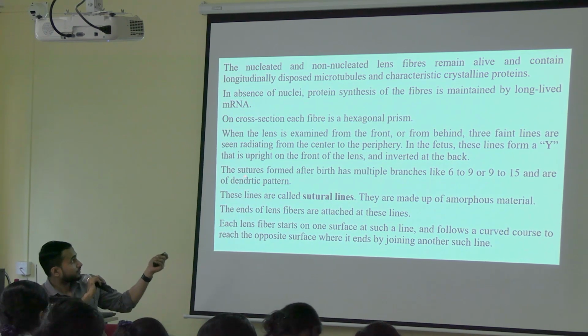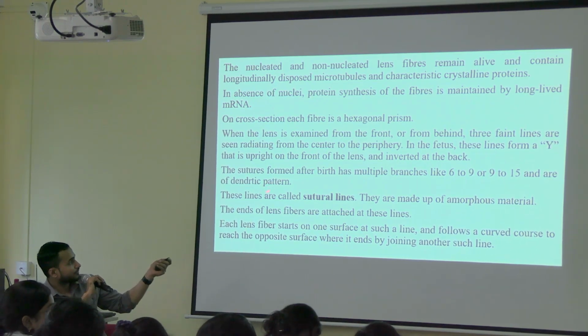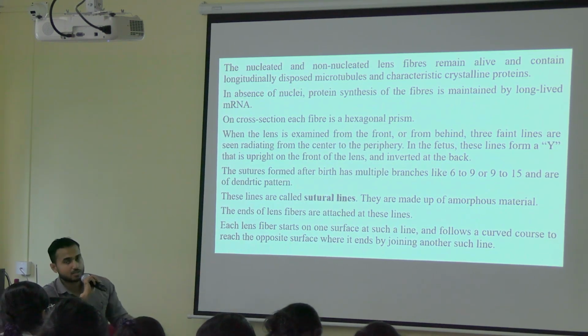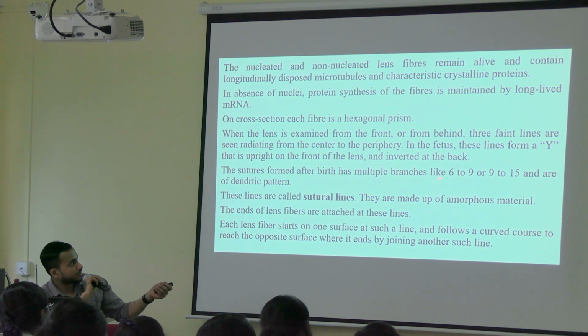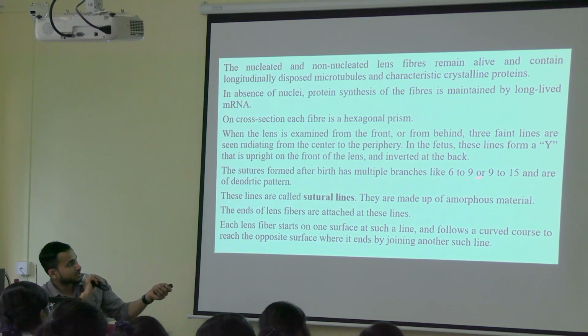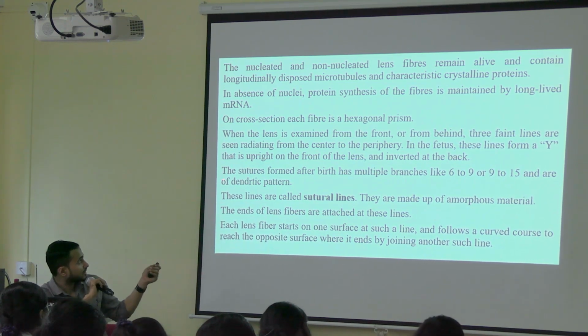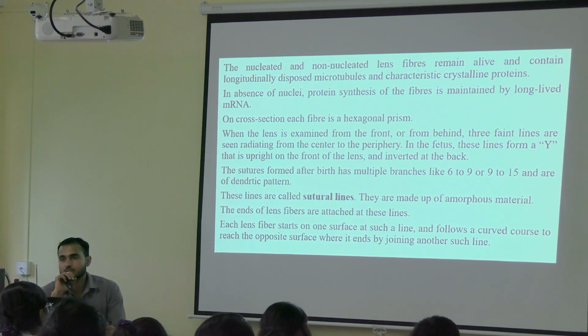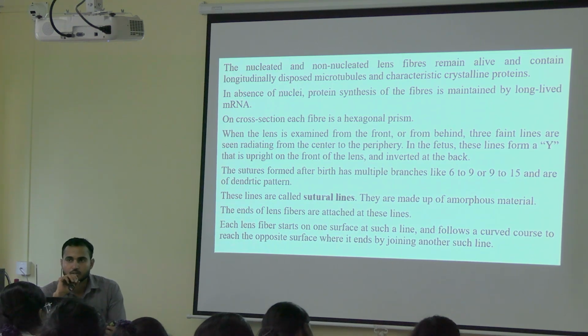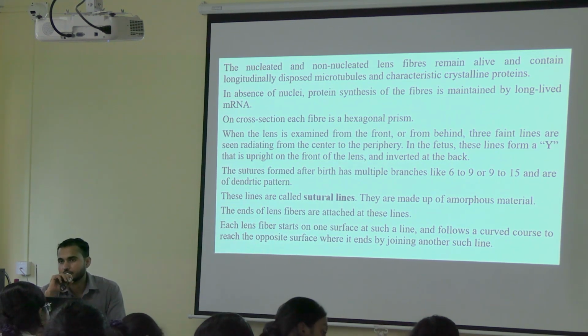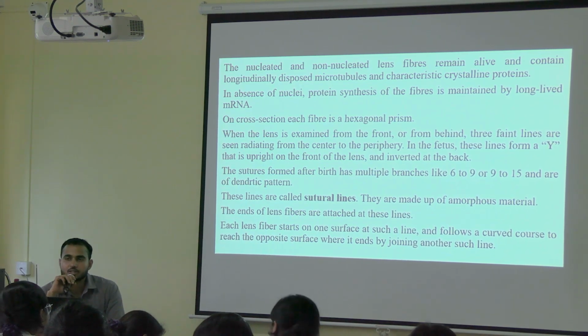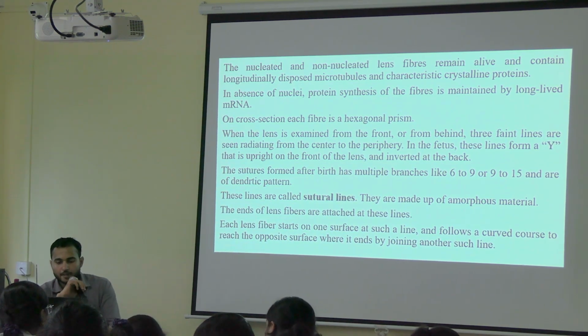Next, in case of the fibers in an adult, what happens? As you can see, multiple branches, 6 to 9 or 9 to 15 branches, are seen, and that also in a dendritic pattern. So this is the complex arrangement of the fibers in case of fetus and in case of adult.